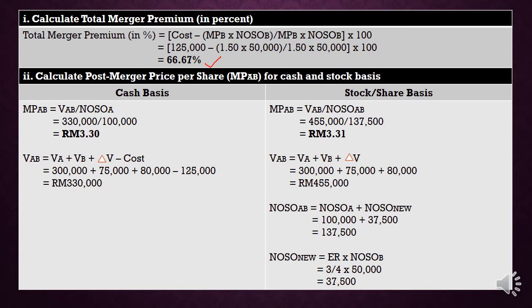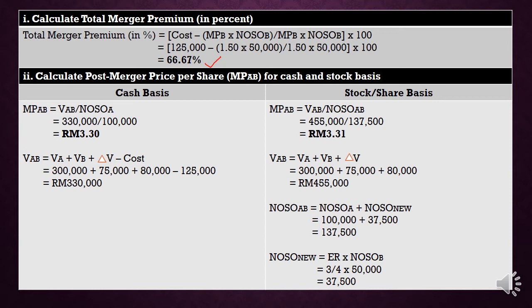And for the second question, which is the calculation of post-merger price per share, which is MPAB, for cash and also stock basis, you can start calculating MPAB based on the formulas. For the cash basis, MPAB will equal VAB, which is the market value of the post-merger, divided by NOSO A.